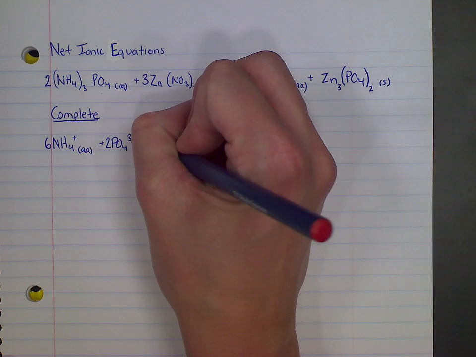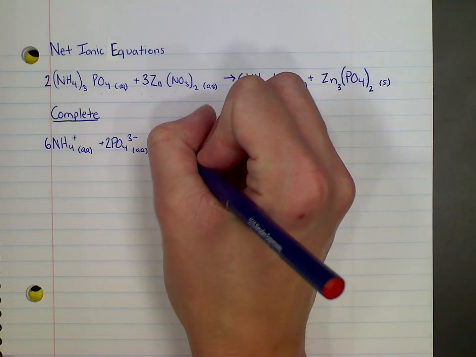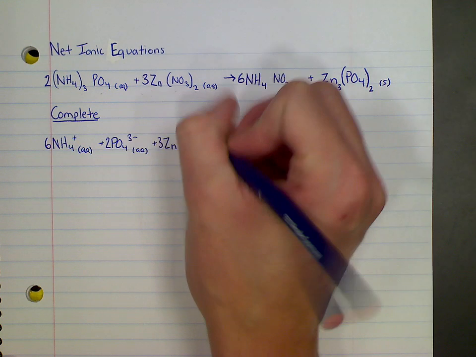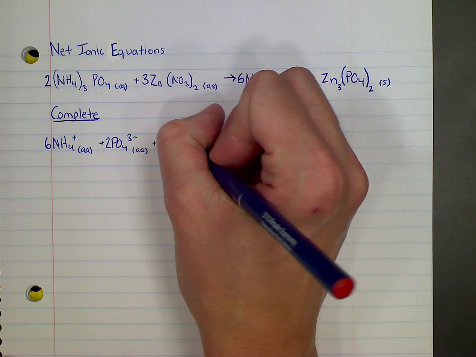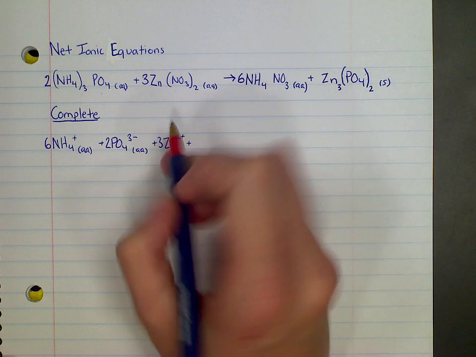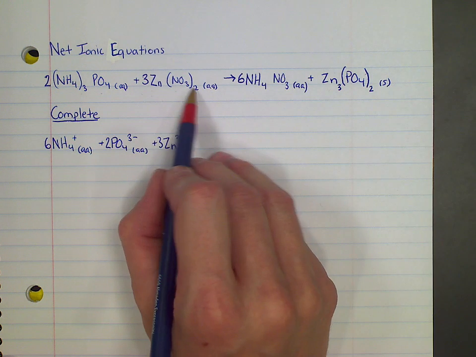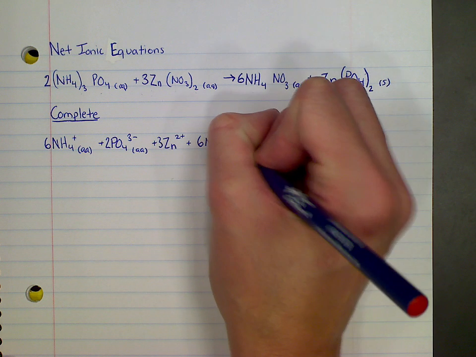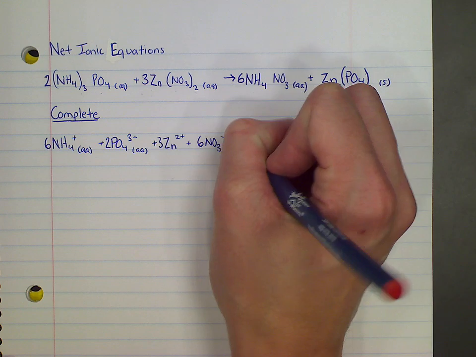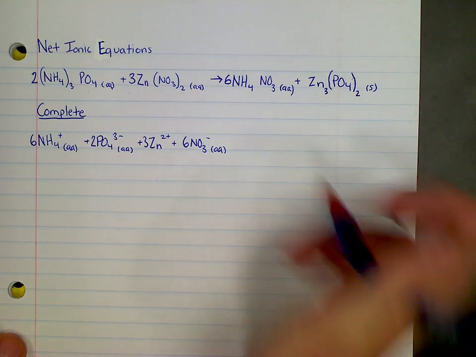Alright, so we've got 3 zincs, and the zinc has a 2 charge. Okay, that's going back up, so 2+ on the zincs. And then 3 times 2 is 6 nitrates. Okay, so that's it for the reactant side.